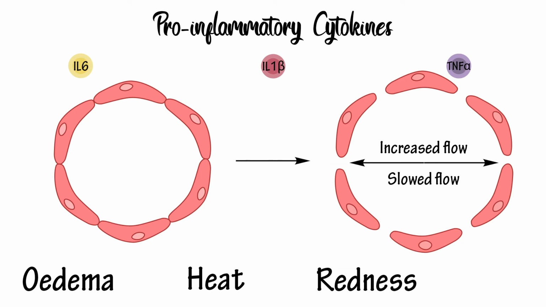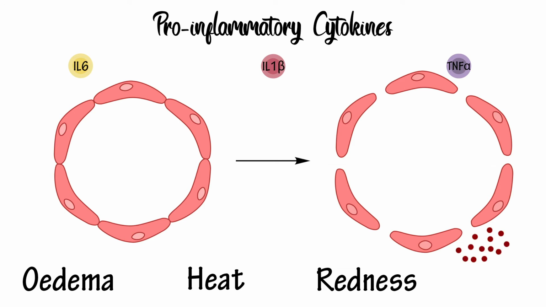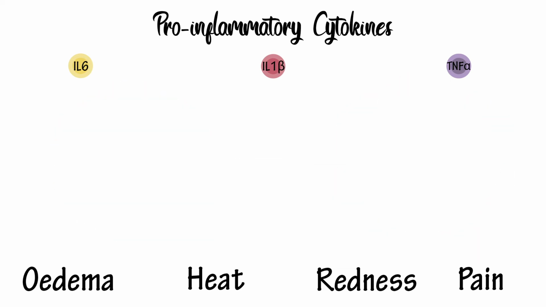Finally, activating the endothelium causes peptides called bradykinins to be released. They sensitize pain receptors, or nociceptors, to pain. This means when anything pushes on those nociceptors, such as the swelling, there are increased pain signals. These cytokines therefore lead to the cardinal signs of inflammation: edema, heat, redness, and pain.